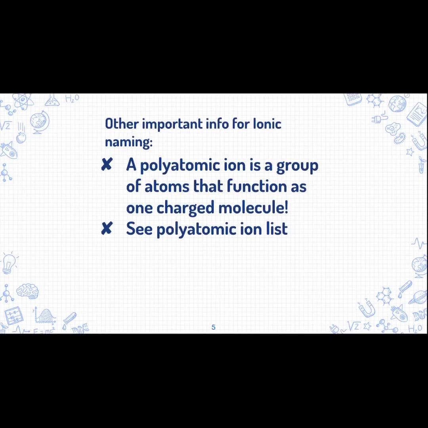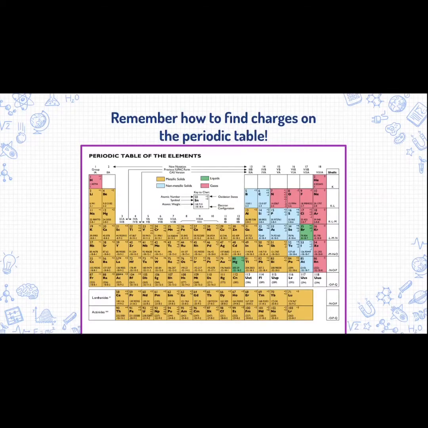All right, so continuing on, other important info for naming ionic compounds. Again, you'll see polyatomic ions a lot of times on these. This is a group of atoms that function as one whole charged molecule. So if you see a polyatomic ion, you're going to need to use your list. And those elements stay together. We don't split them up, and I'll show you some examples of that in a minute. A lot of times, polyatomic ions can be written in parentheses, but not always.